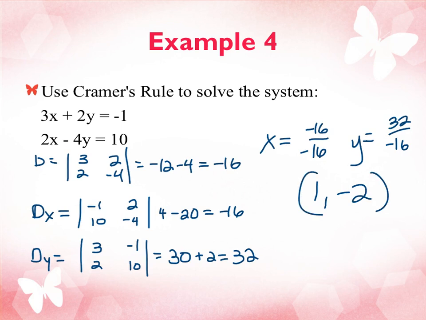All right, so D should have been negative 16, D sub x, negative 16, D sub y, 32. And then x would be 1 and y would be negative 2. Negative 16 over 16 and 32 over negative 16. Raise your hand if you got it.